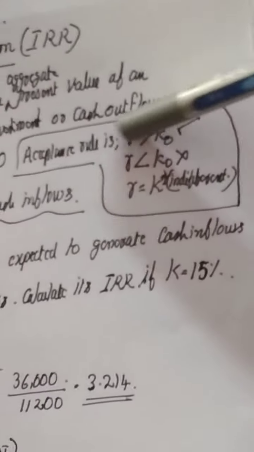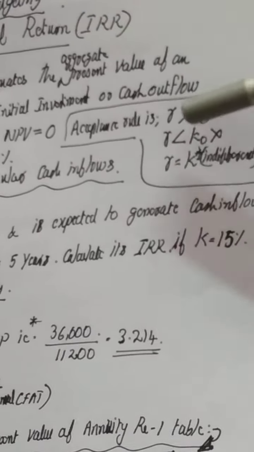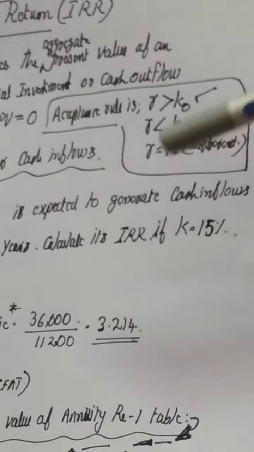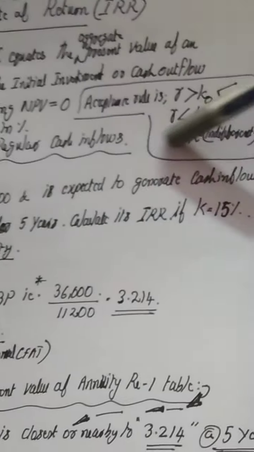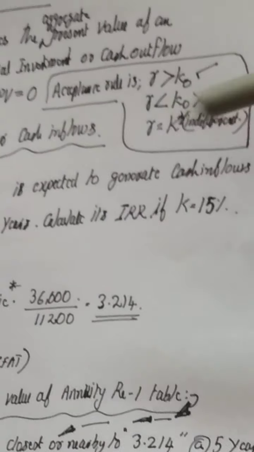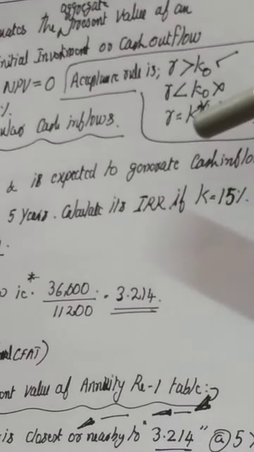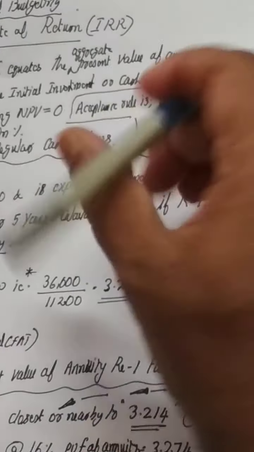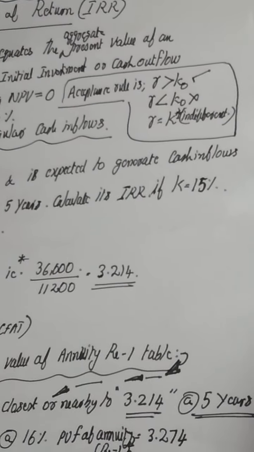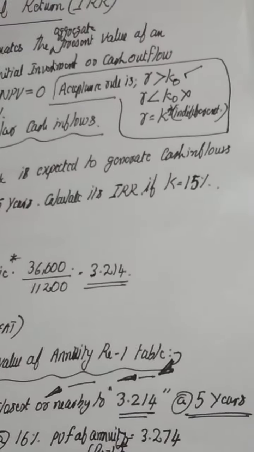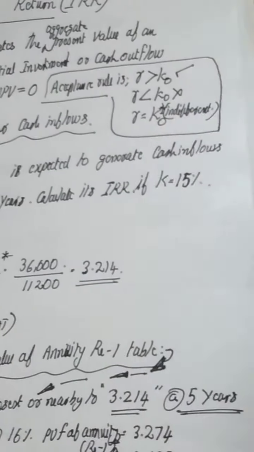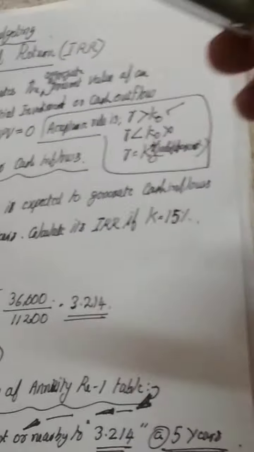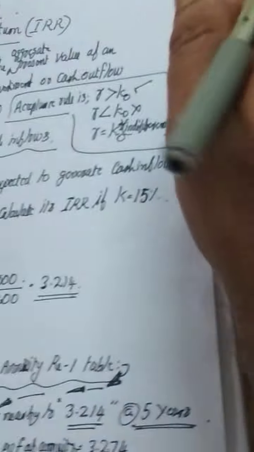It is mentioned if R is greater than the cost of capital, you have to accept the project. KO is cost of capital, you know well now. If R is less than the cost of capital, you have to reject the project. And if R is equal to cost of capital, K or KO, both we could mention, the project decision will be indifferent, means they could accept or not accept the project.